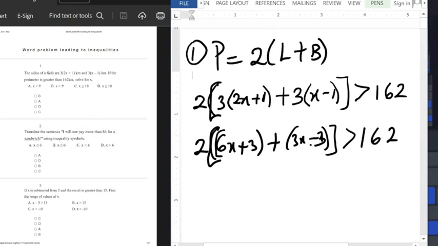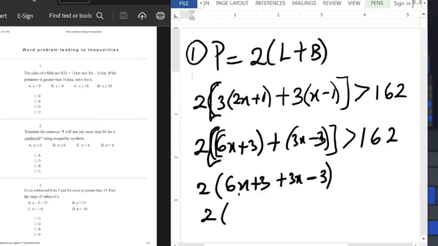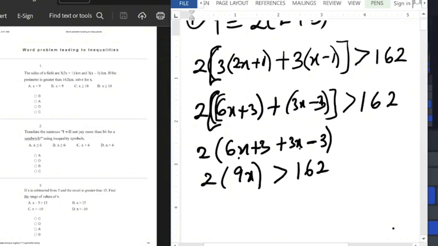All right, so let's open everything here. That will be 6 into 6x plus 3, plus 3x minus 3. So let's collect like terms there. 6x plus 3x, that's going to be 9x. 3 minus 3 is 0. So greater than 162. So this will then give us 18x greater than 162.